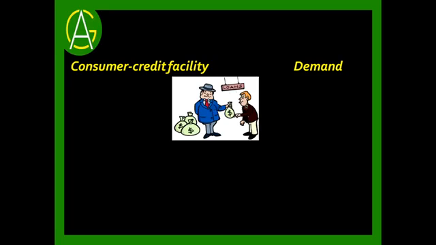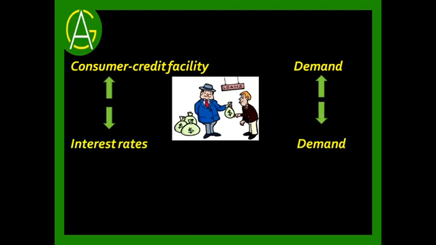Then consumer credit facilities. Consumer credit facilities means the facilities related to loans. If loans are easily available, that is, if consumer credit facility is easily available, the demand will increase. And if this consumer credit facility is not available or is less available, in that case demand will decrease.